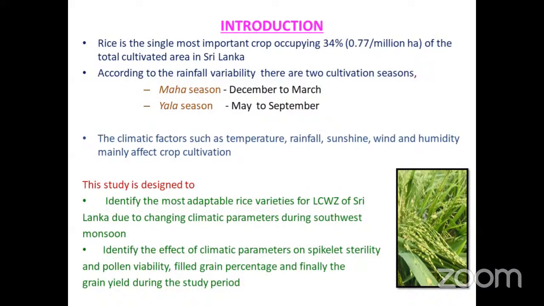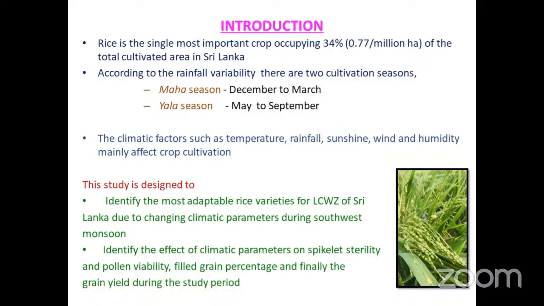Introduction. Rice is the single most important crop, occupying 34% of the total cultivated area in Sri Lanka. Sri Lanka has been categorized into 3 climatic zones: wet zone, intermediate zone and dry zone. Rice is grown in all these 3 climatic zones. According to the rainfall variability, there are 2 cultivation seasons, Maha season and Yala season. The climatic factors such as temperature, rainfall, sunshine, wind and humidity mainly affect crop cultivation.